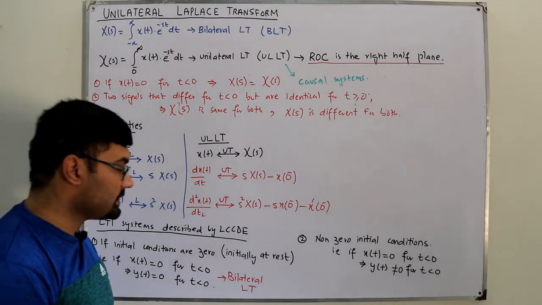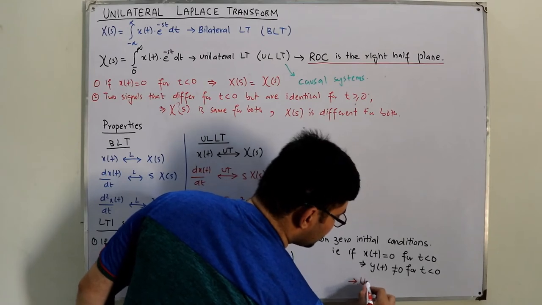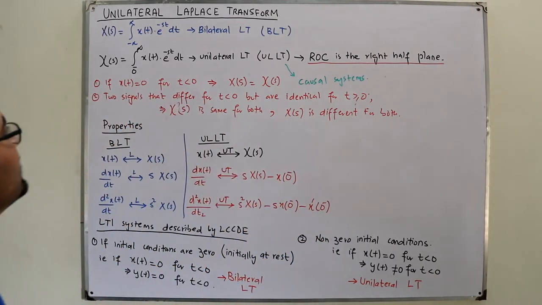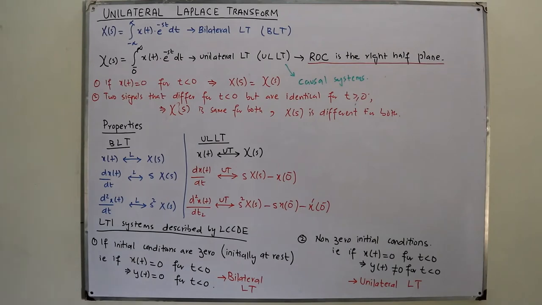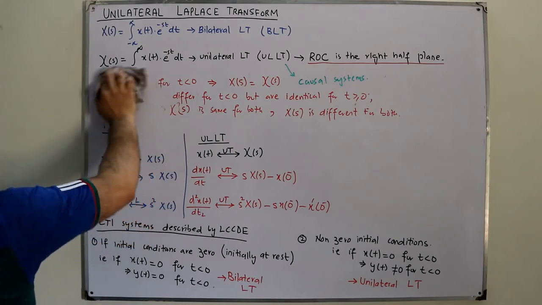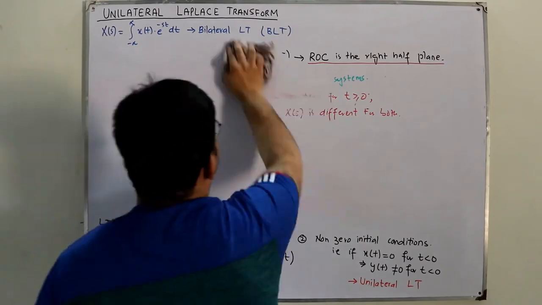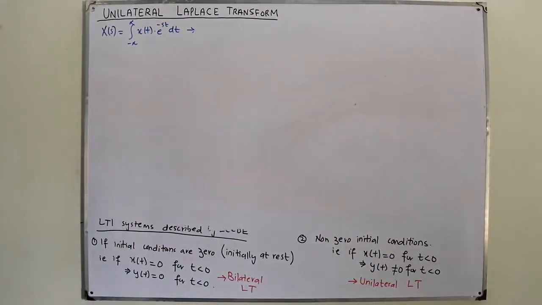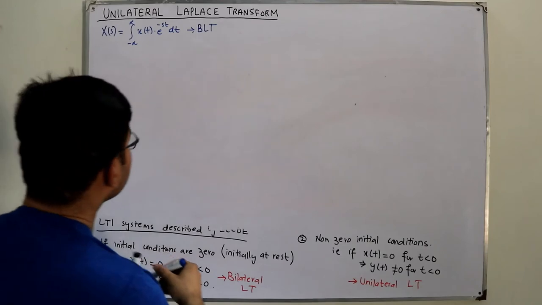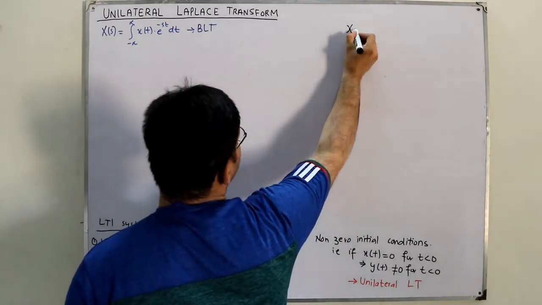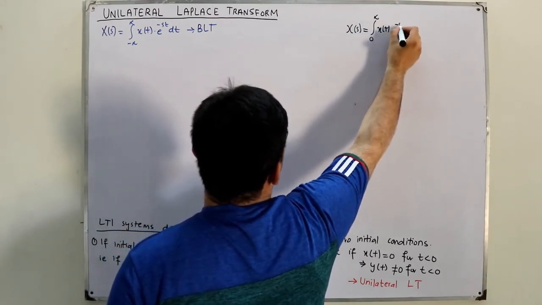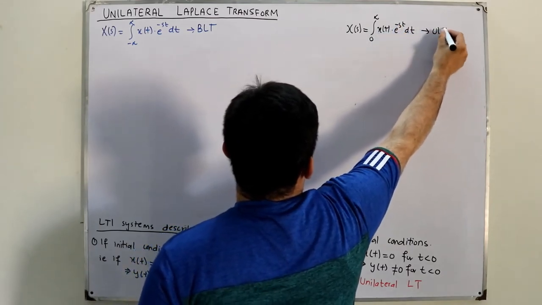If these are the initial conditions, what do you use? In that case you use the unilateral Laplace transform. And I believe it is clear. So let's say I remove the board first so that we could have a little more discussion. Okay, so this was the bilateral Laplace transform, and the unilateral is, let's say I write it over here. This is your unilateral Laplace transform.